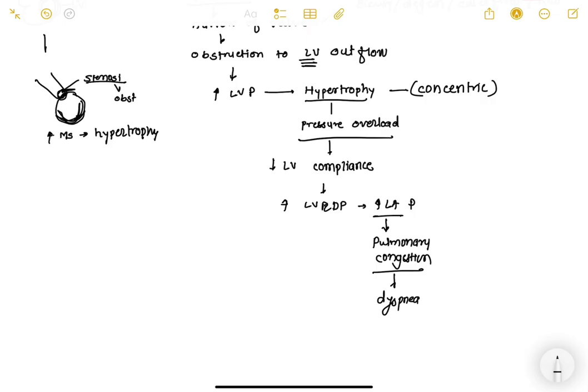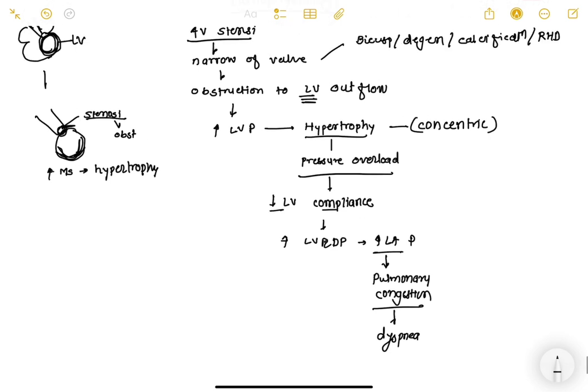So this is the decrease in LV compliance, due to which there will be increased left ventricular end diastolic pressure. So the pressure of the left atrium will increase as well, since the pulmonary vasculature drains to the left atrium. So pulmonary congestion will be there due to the back pressure. So we get dyspnea.